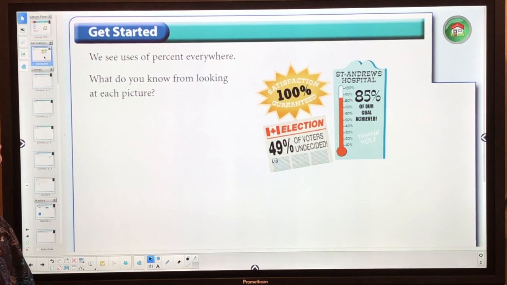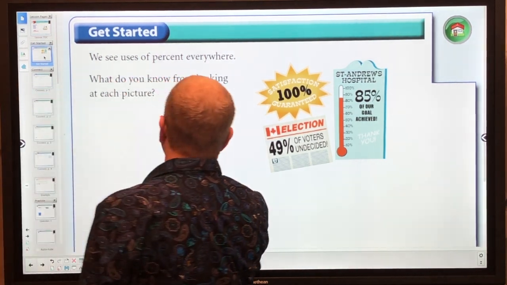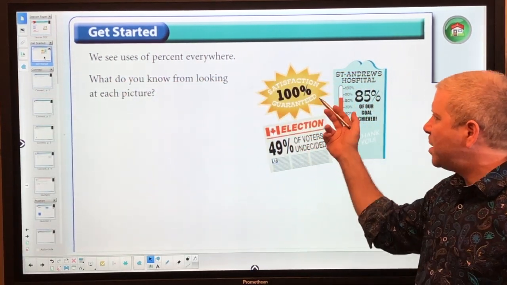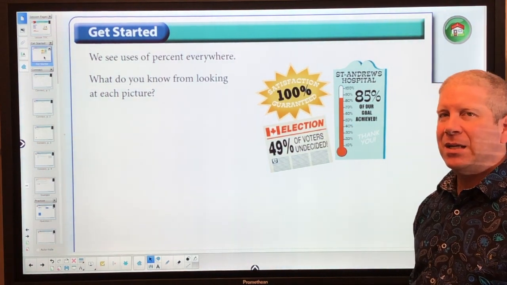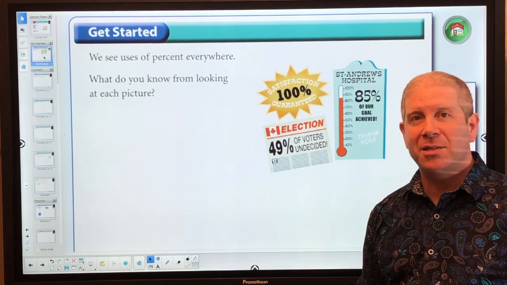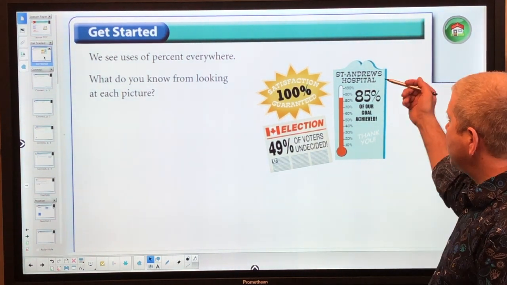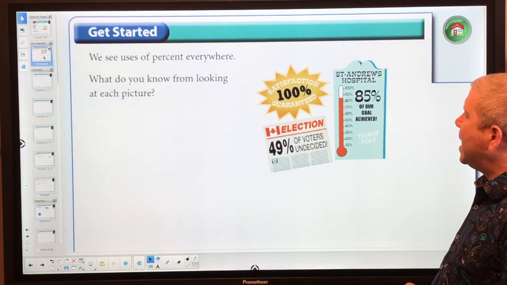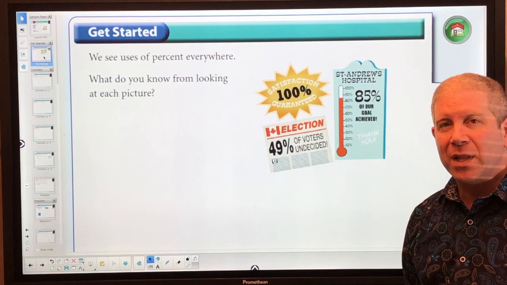Let's look at this one page here. This talks about the fact that we see percent everywhere. And the question here is, what do you know from looking at each picture? We see a picture that might say satisfaction, 100% guaranteed. And what does that mean? Then we have election, 49% of voters are undecided. Exclamation mark, as if that's a big deal. St. Andrew's Hospital said 85% of their goal was achieved. So what do these numbers really mean?